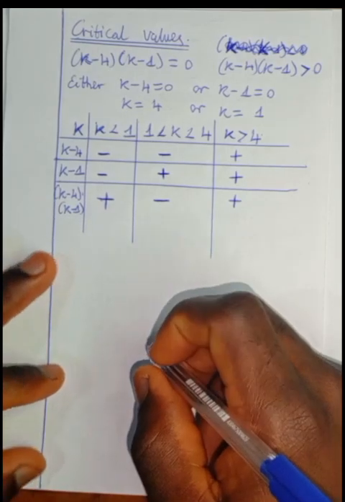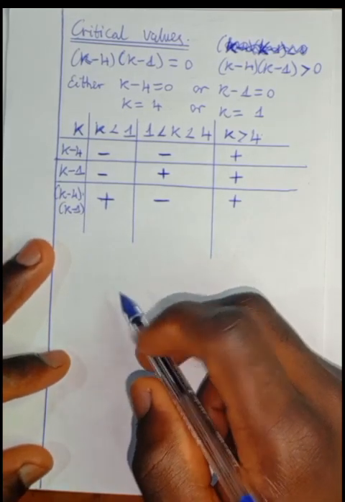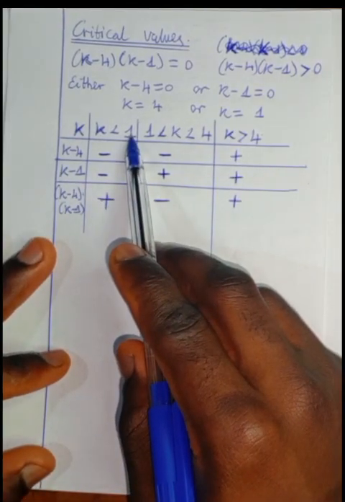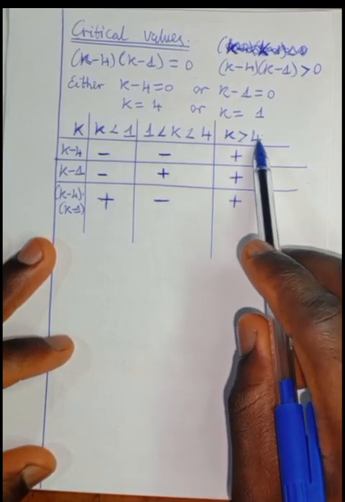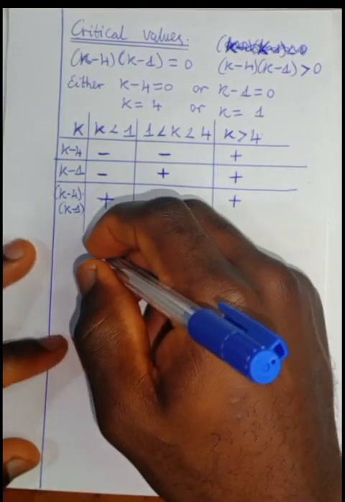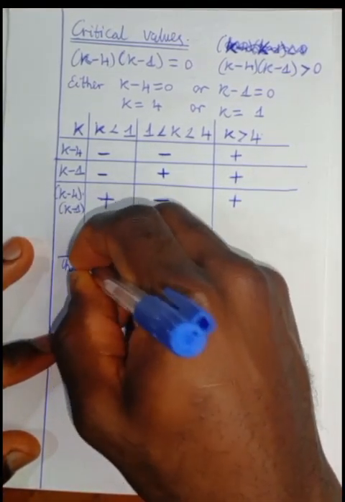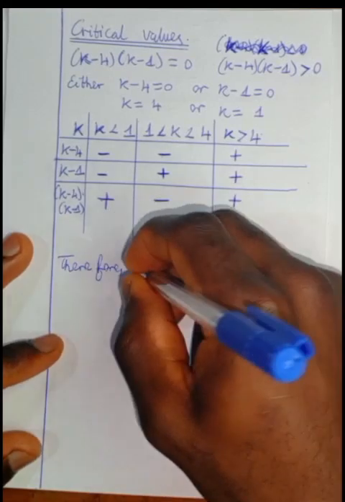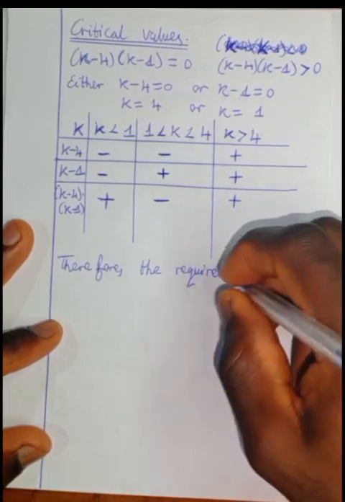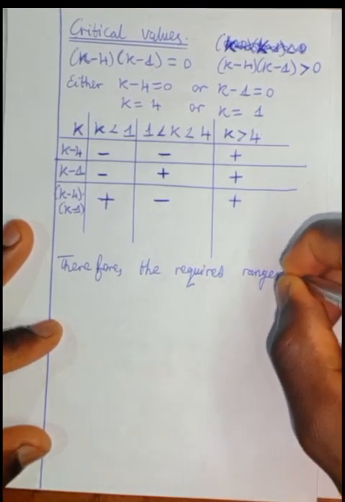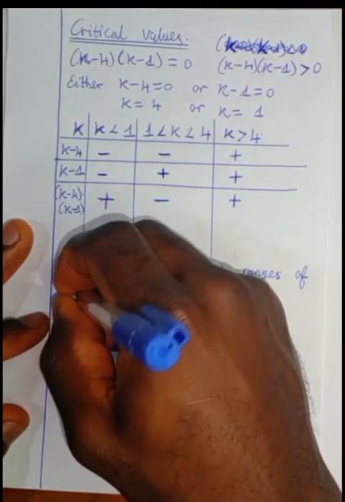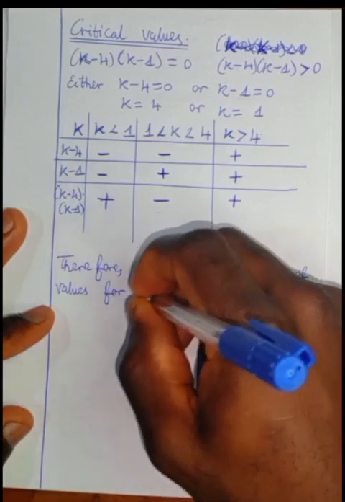At this level, you will see that the required ranges of values will be k less than 1 or k greater than 4. For this to be greater than 0, we are going to conclude, therefore, the required ranges of values for k.